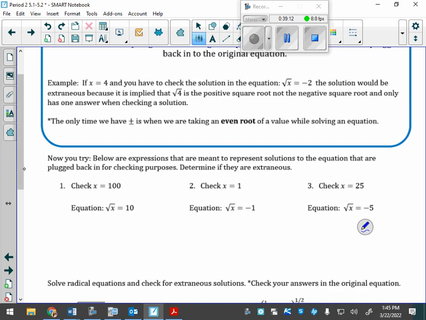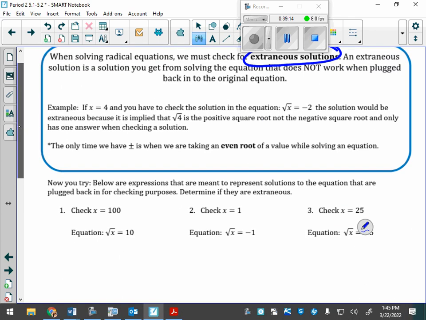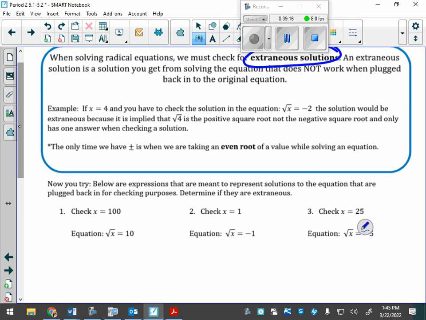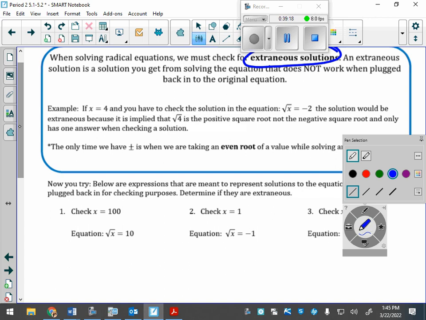However, this is important. If I have a solution of x equals 4, okay, and my equation is square root of x equals negative 2. When I substitute in square root of 4, I'm just evaluating, so I'm taking the positive root. The square root of 4 is 2. That is not equal to negative 2. Therefore, x equals 4 is an extraneous solution.